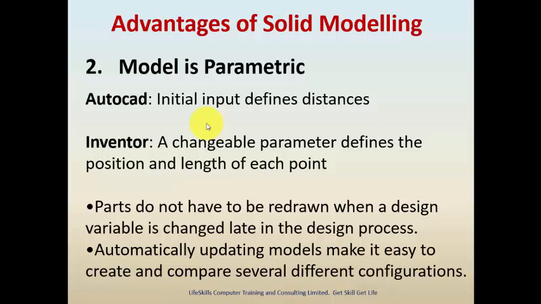If you change the length of the line along X direction, it affects it in the Y direction. It's parametric. So a changeable parameter defines the position and length of each point. Probably you draw two lines at angle 90. If you change the angle to angle 80, the line will adjust automatically. That's parametric. That is based on parameter that you supply. So the parts do not have to be redrawn when a design variable is changed late in the design process.